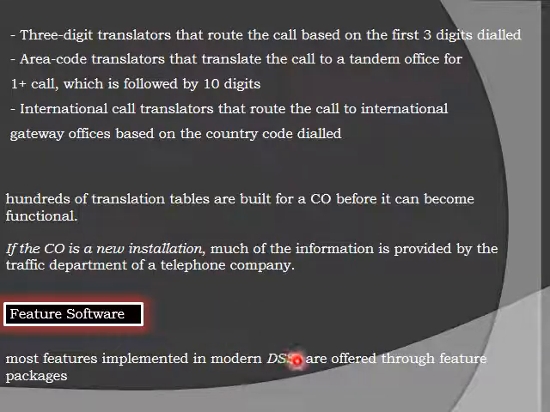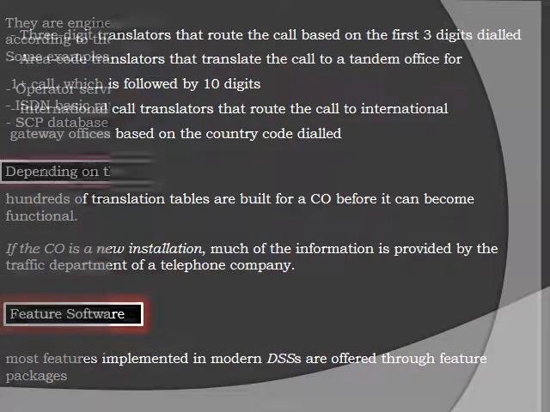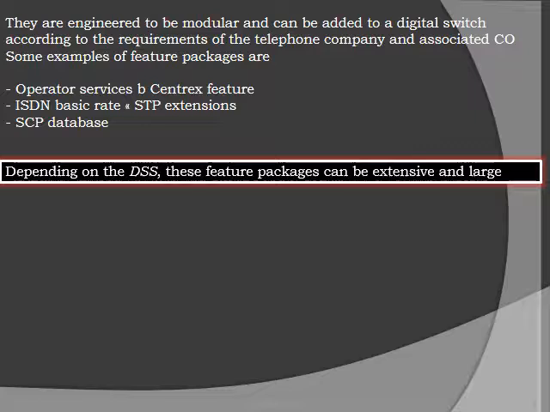Most of the features implemented in modern DSS are offered through feature software. So they are designed to be modular. Modular means you can easily dismantle them, redesign them, modify them, combine and reuse them. That is modularity. They can be added to the DSS as per the requirements of the telephone company.